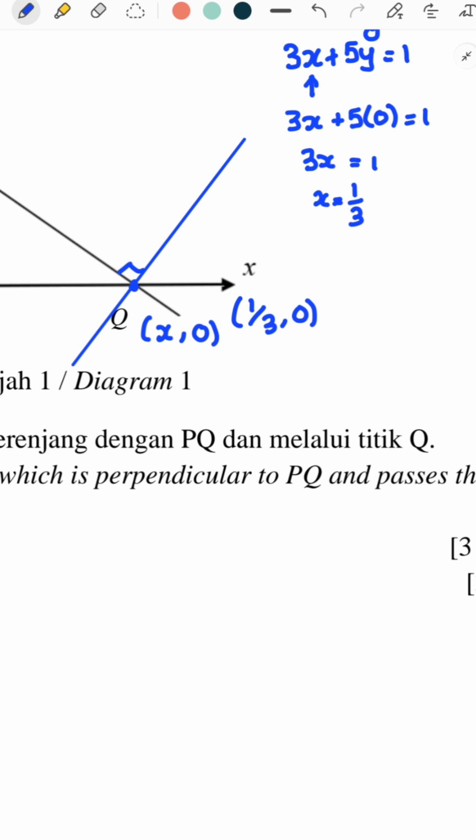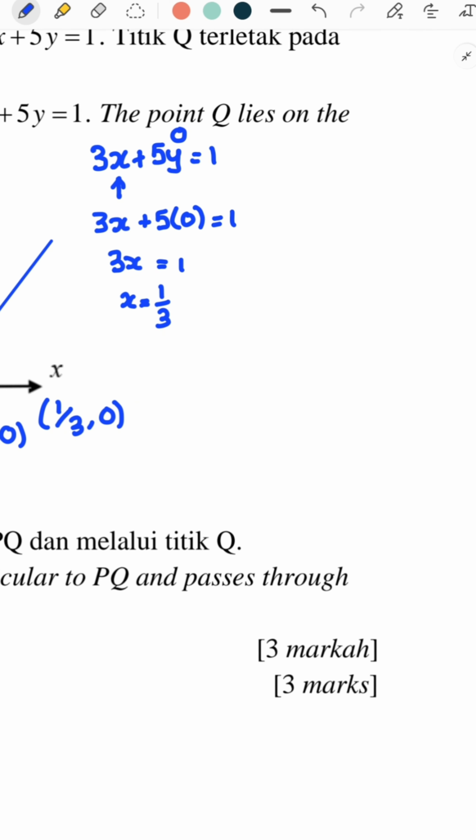Okay, your next step is you have to find your gradient for PQ. Once you find your gradient for PQ, you have to use the formula m1 m2 = -1, and you have to find the gradient for the line that is perpendicular to PQ. So before that, let's rearrange our equation, PQ's equation. PQ's equation is 3x + 5y = 1. Let's rearrange it like a normal linear equation, y = mx + c.